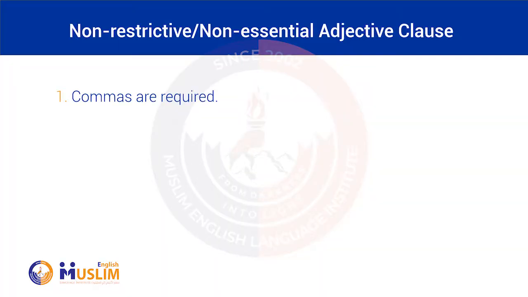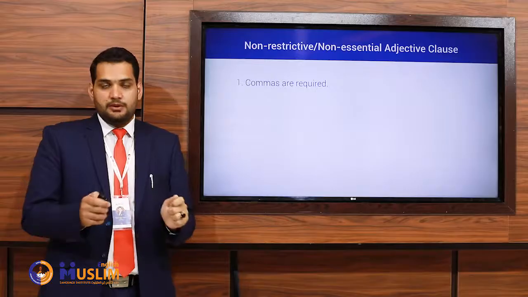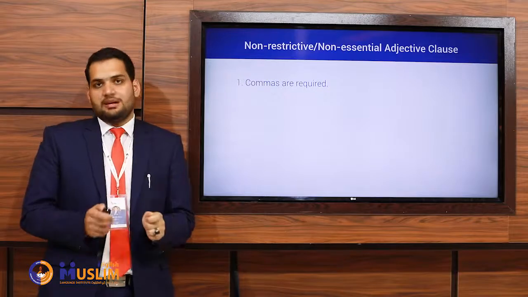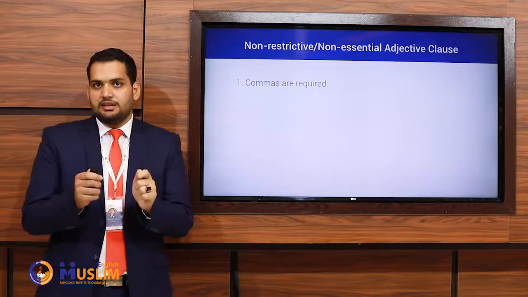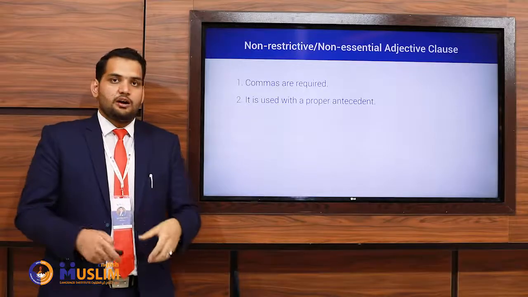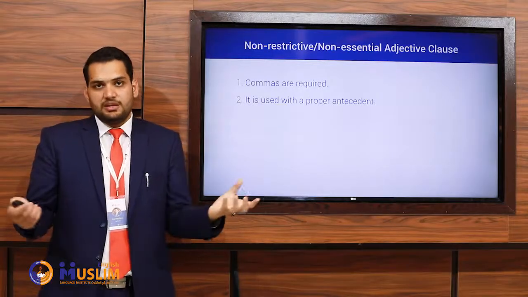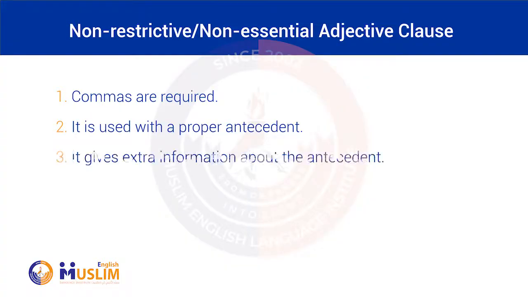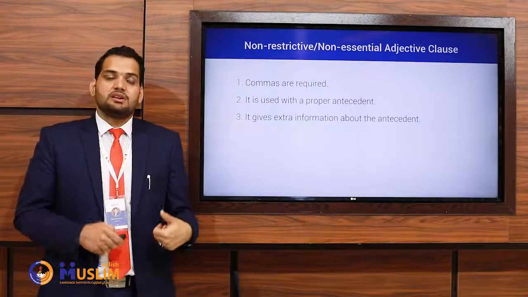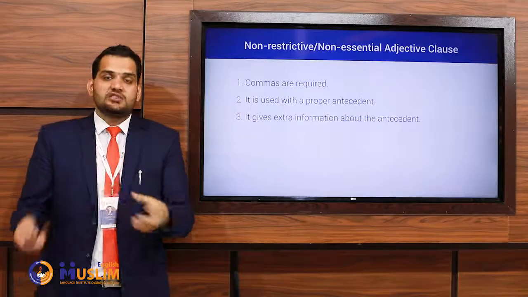Let's talk about some main points. Number one, here commas are required. Remember, if we have a non-restrictive adjective clause, commas are a must before and after the adjective clause. Number two, it is used with a proper antecedent. So the antecedent of a non-restrictive adjective clause is usually a proper noun. And number three, it gives extra information about the antecedent. As I told you earlier, it does not give important information. It gives extra information.